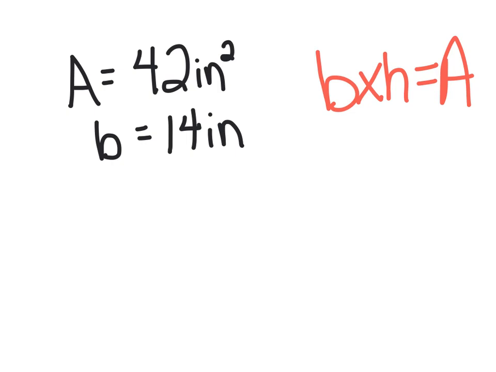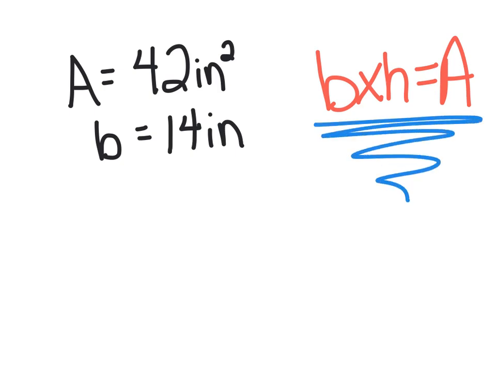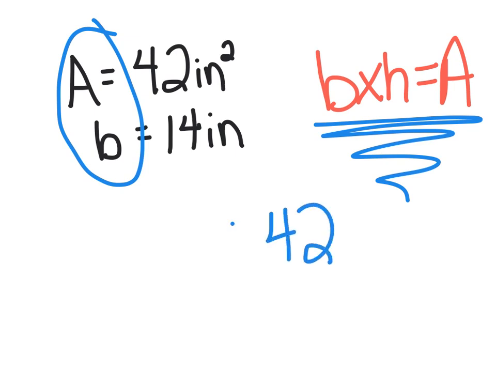So we're given the information. The area is 42 inches squared. The base is 14 inches. And we know our formula over here is base times height equals A. So what I'm going to do is substitute these numbers in for these letters. I'm going to put the 42 in there for area. I'm going to put the 14 in there for base. And I'm going to keep the H because I don't know what it is. I'm going to keep that variable in there. It could be any number, but it's got to make this true.